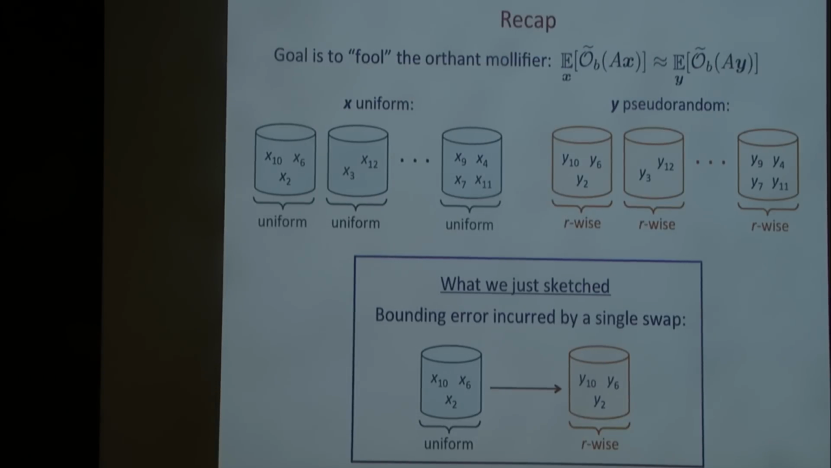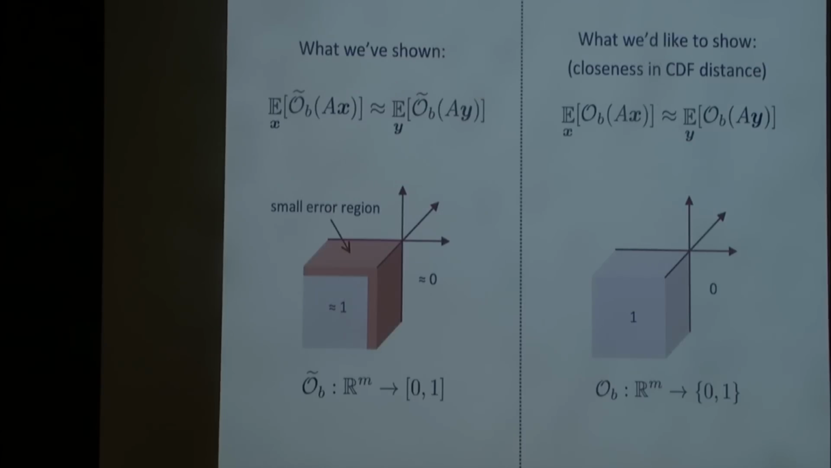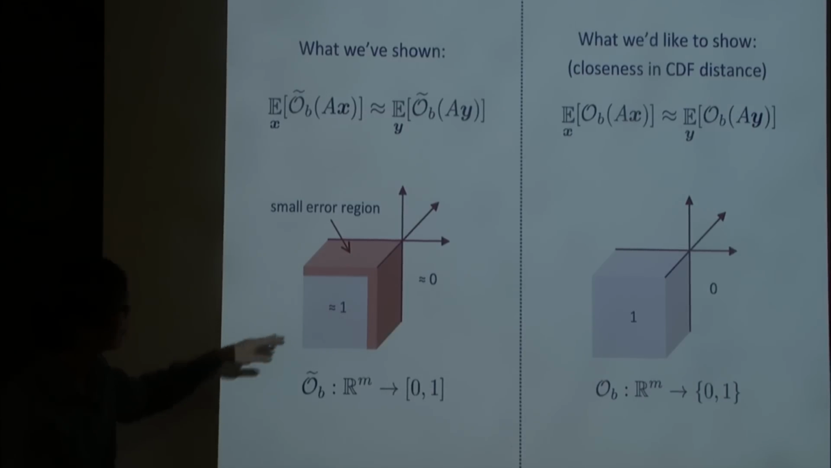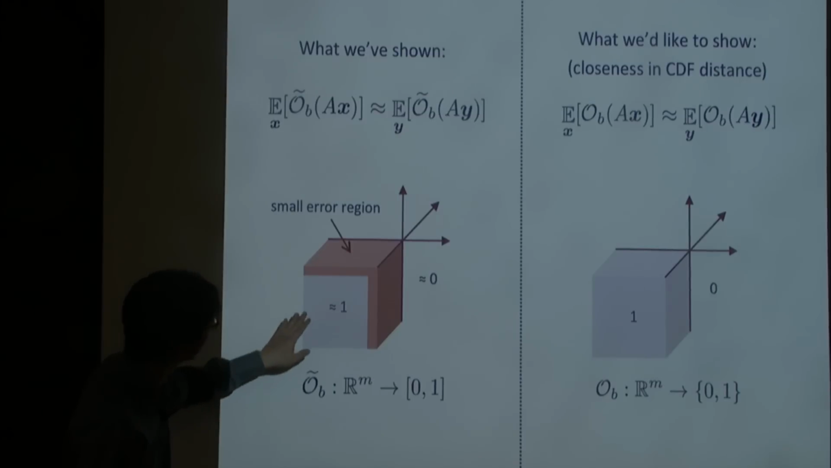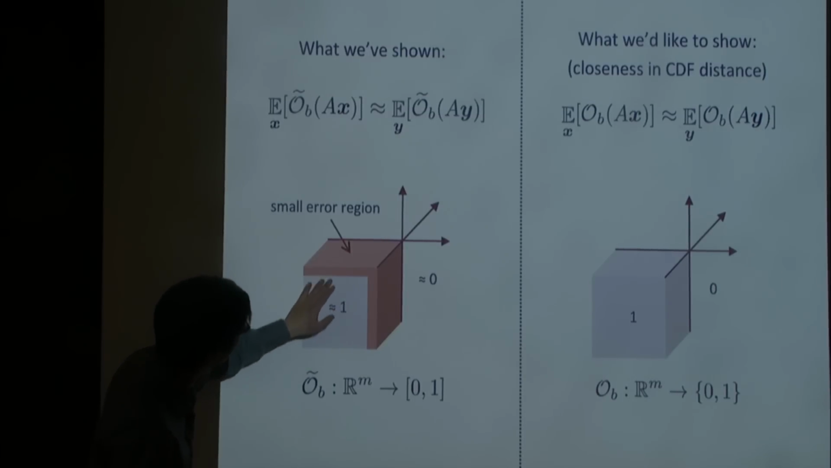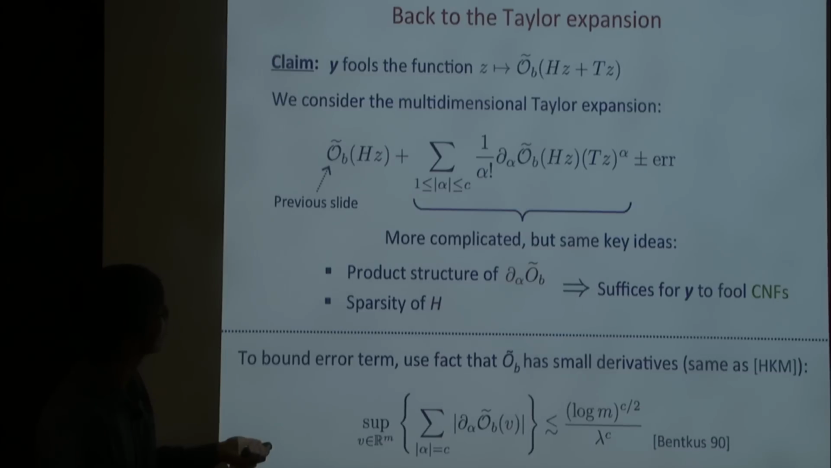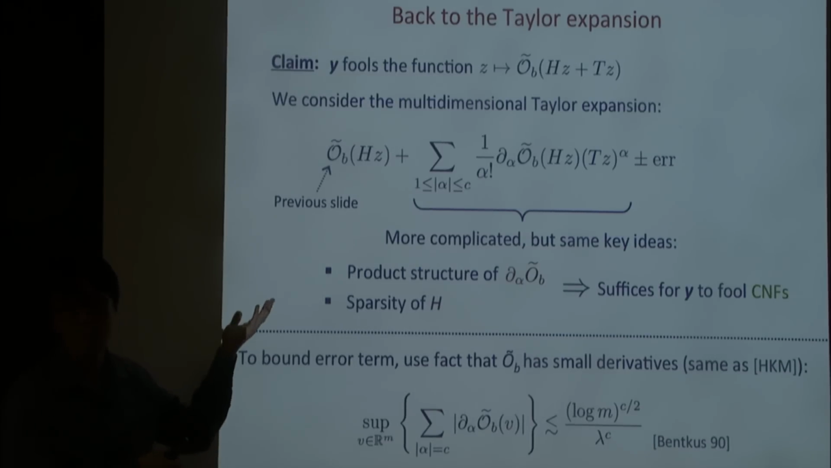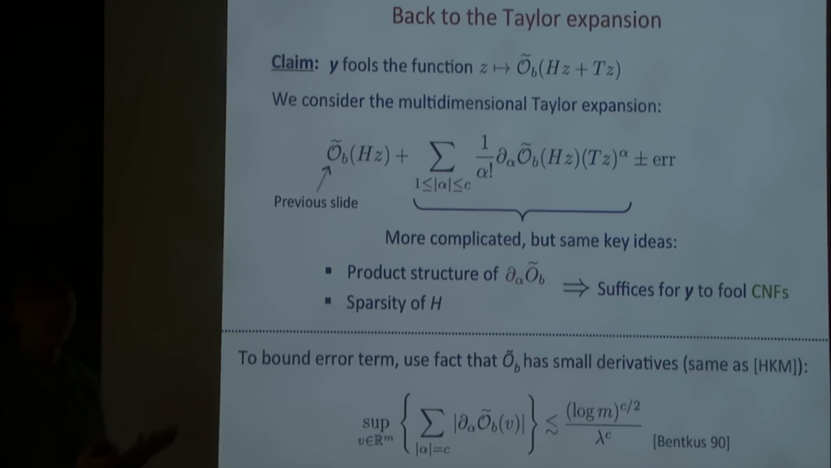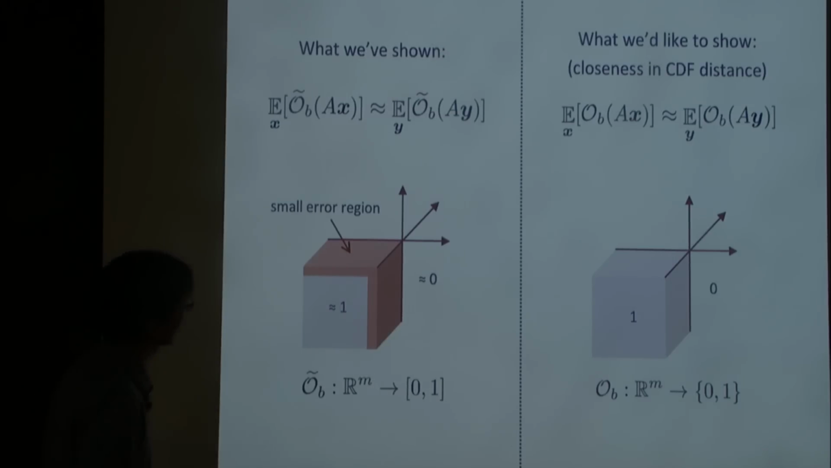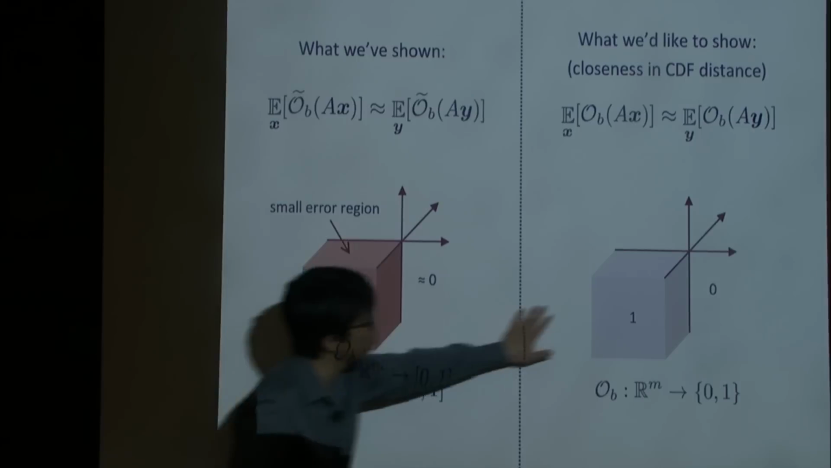Let me just use one last slide to lead up to what I'm going to talk about tomorrow. What we have shown is how to fool the orthant modifier, a proxy for the orthant where you're allowed to go smoothly from 1 to 0. The reason we need to work with the modifier is that we're doing a Taylor expansion, so we need to take derivatives. We cannot take the derivative of a discontinuous function.